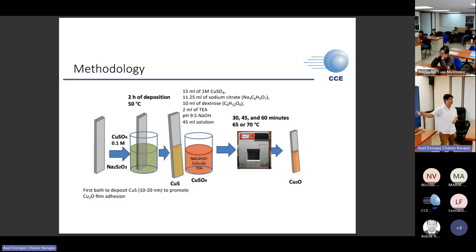Then we introduced this specific case in a microwave reactor because, at least at this moment, nobody has tried it. So we performed depositions varying the temperatures. We use 65 and 70 Celsius degrees, and this three times. We tested at higher temperatures or lower temperatures. However, we didn't obtain good quality films.